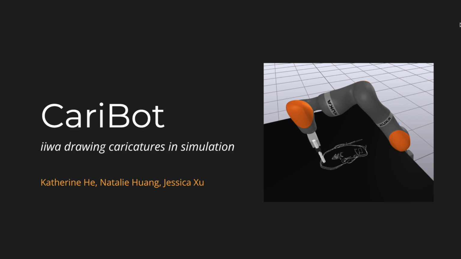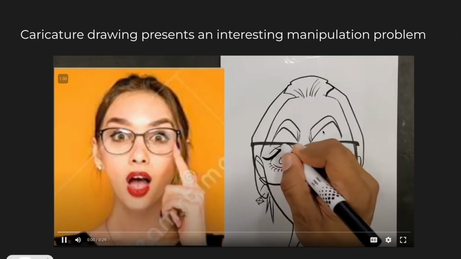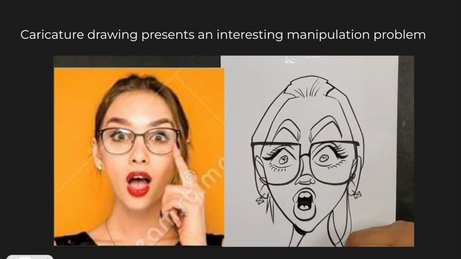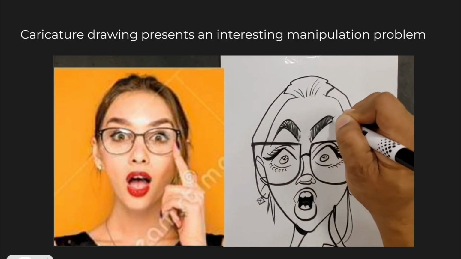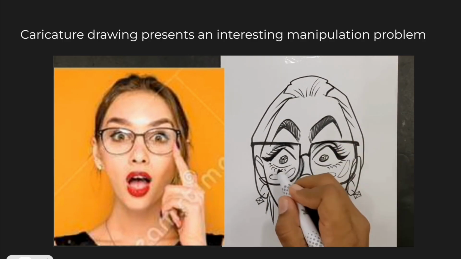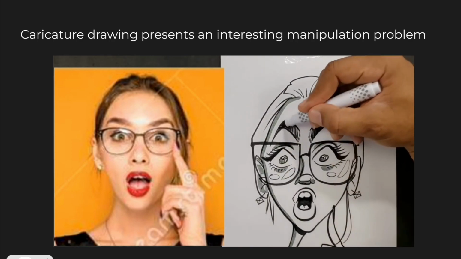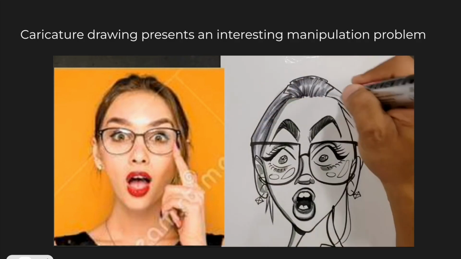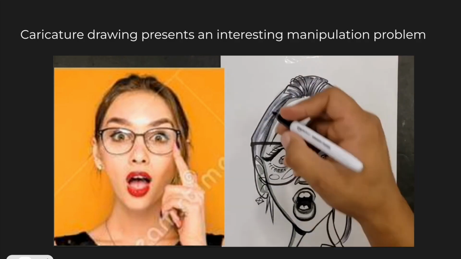Hi everyone, and welcome to CariBot, which is our final project in making an iiwa draw caricatures in simulation using Drake and MeshCat. So we decided to choose caricature drawing as our task because it presents a really interesting manipulation problem. As you can see in this video demonstrated here, caricatures inherently have a technical and creative component in that you really want to emphasize certain features of the image or caricature you're trying to present. At the same time, you can't lose recognizability without sacrificing the comical nature of the caricature itself.